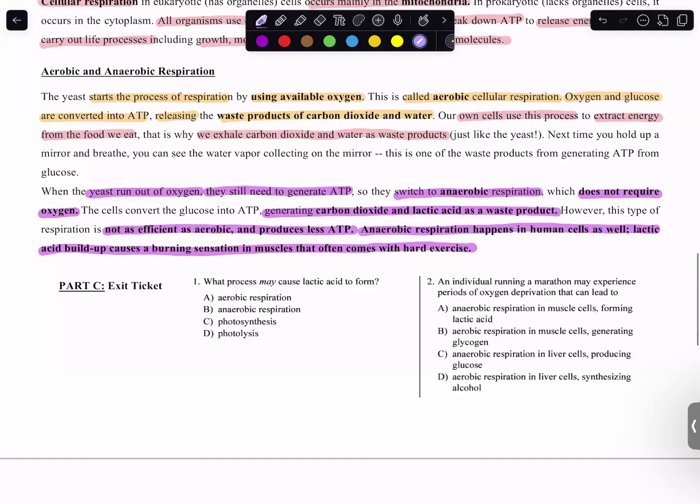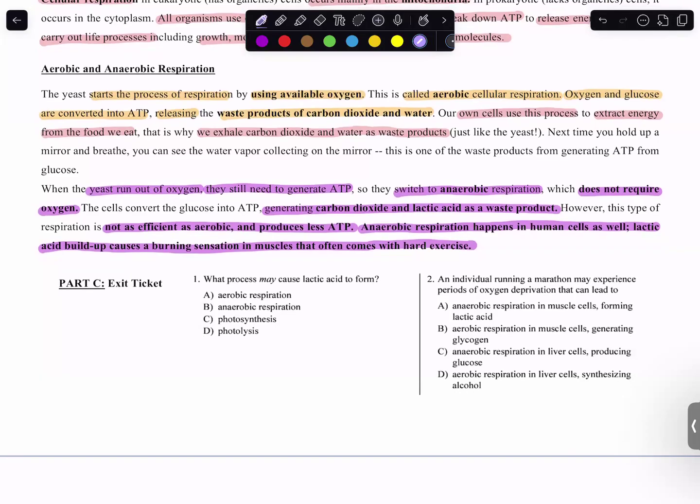So let's take a look at our Part C exit ticket. What process may cause lactic acid to form? We literally just spoke about this. We can cross out letters C and D. Photosynthesis occurs in plants. That has nothing to do with what we're talking about. And photolysis has literally never been mentioned and it'll never be mentioned again. The only thing that we've discussed is aerobic and anaerobic. And we know that with aerobic, we can think aerobic, lots of oxygen. Anaerobic means a lack of oxygen. And so if lactic acid is being formed, we know that it has to be anaerobic respiration, right?